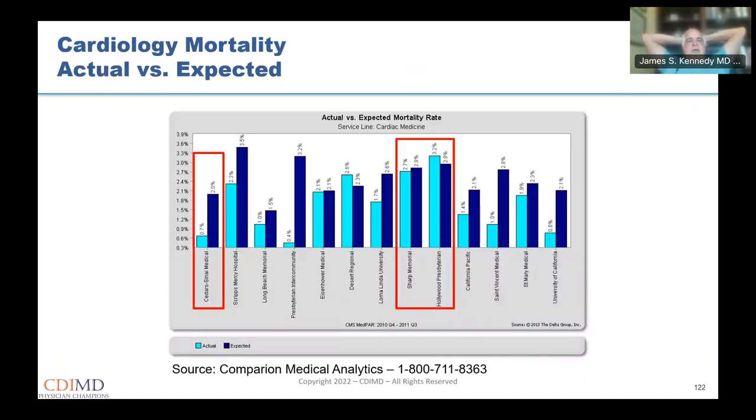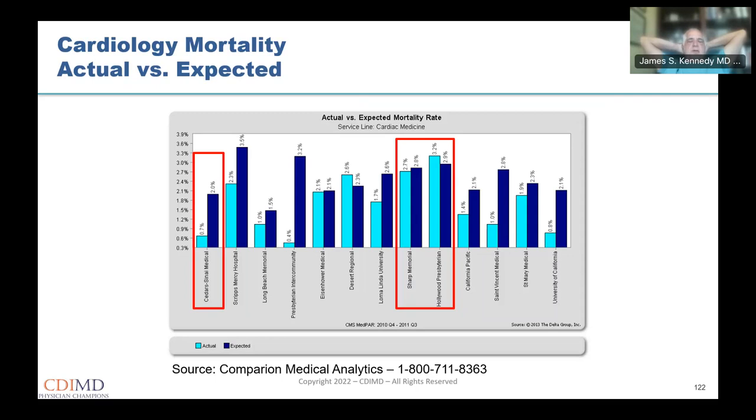So here's an example of mortality rate in Southern California in 2010. Notice that Cedars-Sinai on the left has an actual mortality rate of 0.7% with a predicted expected rate of 2%, which is better than expected. On the other hand, if we look at Sharp Memorial, which is a prominent San Diego hospital system, their actual mortality rate was 2.7%, but their expected rate was only 2.8%. So Sharp Memorial looks to be only an average hospital, whereas Cedars-Sinai is better than average.